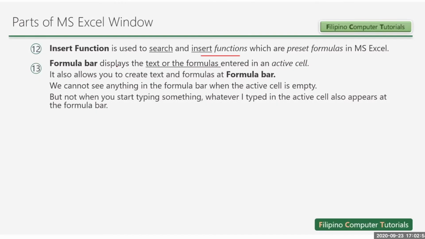Okay. Formula bar displays the text or the formulas entered in an active cell. So, text and formulas. It also allows you to create text and formulas at formula bar. Pwede pala tayo mag-type mismo doon sa formula bar ng text at saka ng formulas. Or when the active cell is empty. But when you start typing something, whatever you type, in the active cell also appears at the formula bar. Sige, tingnan natin.